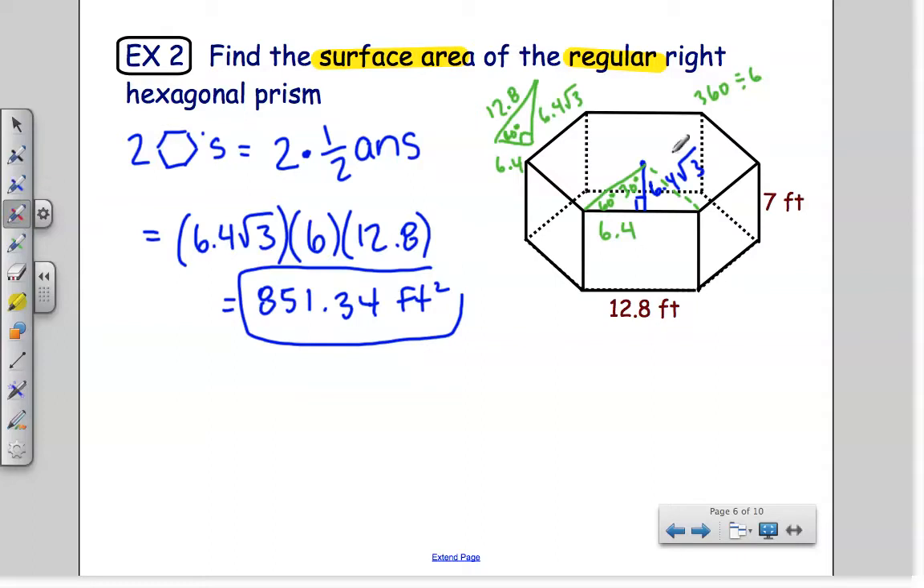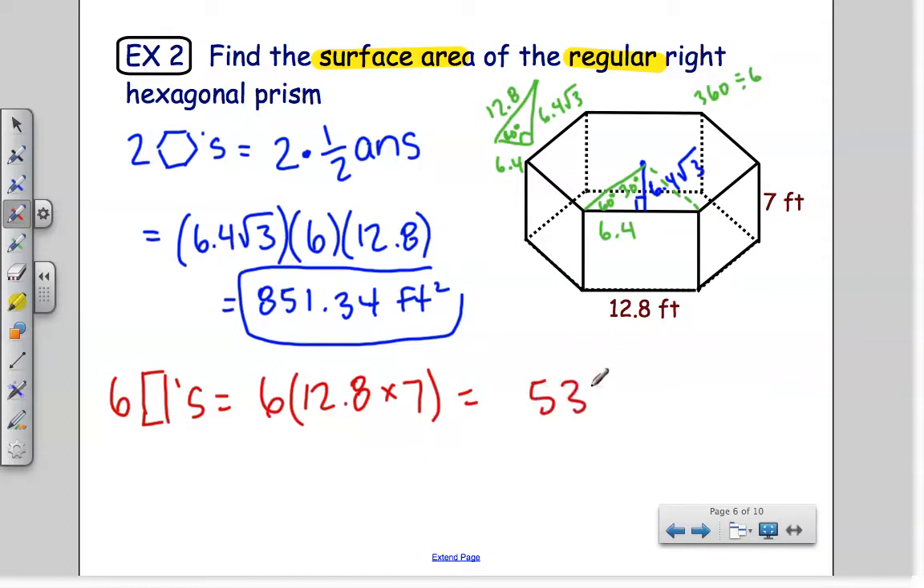But the other thing that I have, I mean, I did my 2 bases, and that's cool, but there's 6 more surfaces to add up here. I have 6 rectangles. The good news is all of those rectangles have the same dimensions. So I'm doing 6 times, what is the area of each of those rectangles? Well, each rectangle is 12.8 times a height of 7, right? Because the side lengths of the hexagon is 12.8 by a height of 7. So what is 6 times 12.8 times 7? I'm getting 537.6. Again, this is area, so it's feet squared.